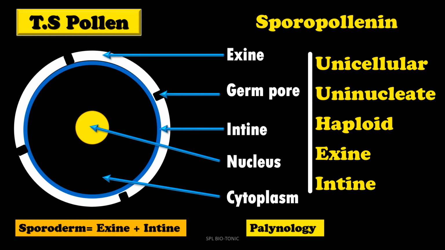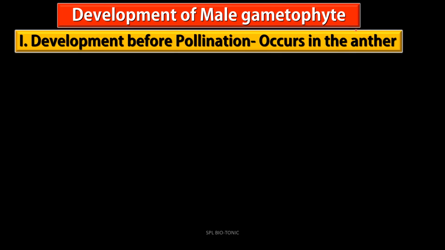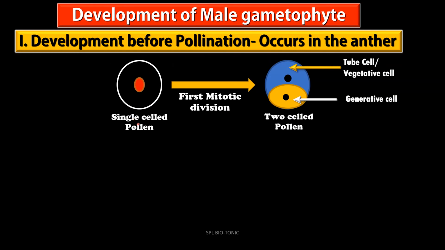Now, let us continue with development of male gametophyte. This development takes place in 2 stages. Partly in anther and partly on the stigma. While in the anther, pollen undergo first mitotic division to form large vegetative or tube cell and small generative cell. So here 2-celled pollen is formed. This 2-celled pollen is carried from anther to stigma.